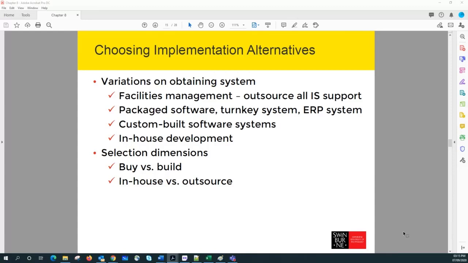If you think about the ways to implement the system in a company, we have different alternatives as well. For example, we can say, right, we don't keep all our IS processing, or information system processing, in our company. We can outsource everything to outsiders, right? An outside third-party company will take over our IT function. That is what we mean by facilities management.